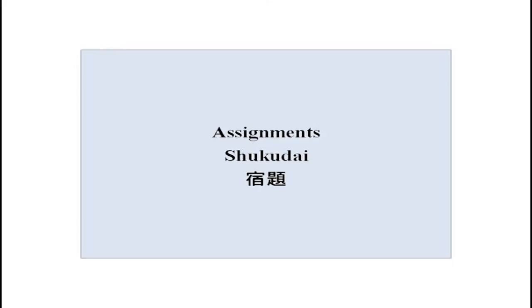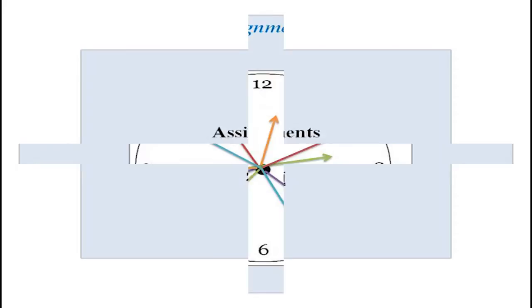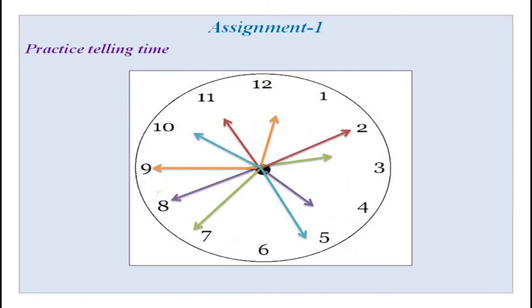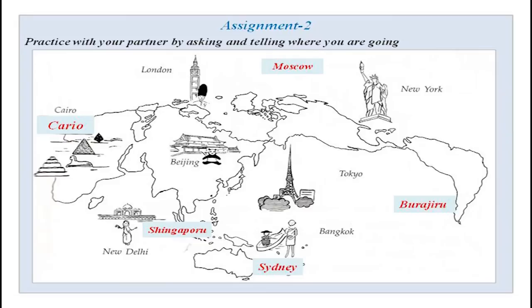And now it is time for you to do your assignments, to take down your assignments and do them at home. Practice telling time over here, asking time and telling time like this. You can ask, ima nanji desu ka? And you can answer, or your partner can answer, or you can also say ima, whatever time is there. So ima, this time. Please try this at home. This is an assignment for you. Then you have again places over here. Practice with your partner by asking and telling where you are going, and if you can, how you are going. So there are other places also listed over here for you.